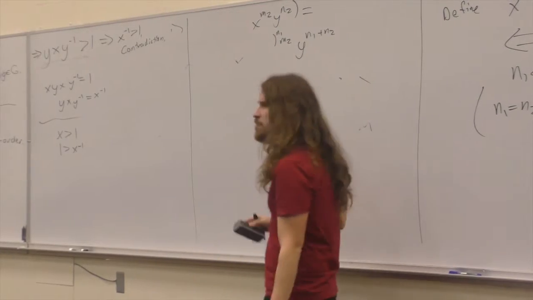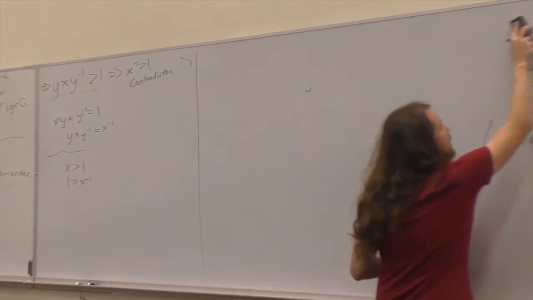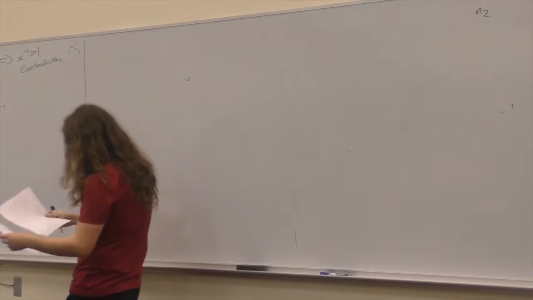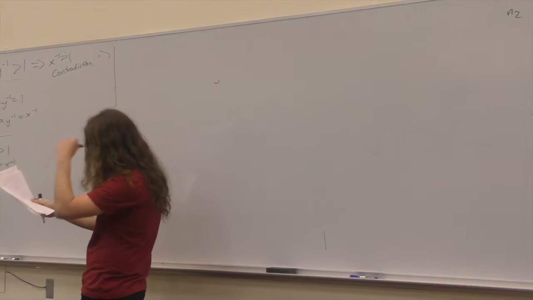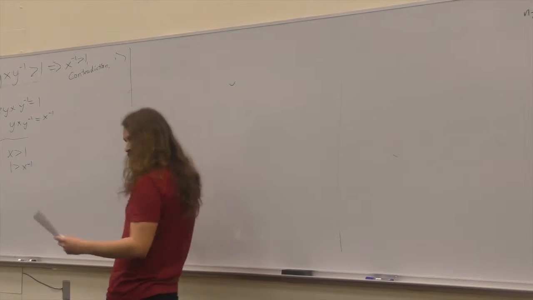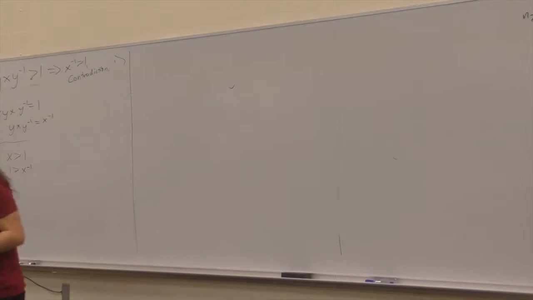This being my first talk, I had issues getting the timing down, so I'm going to skip other examples of left orderable groups that are non-abelian and get to section 2.